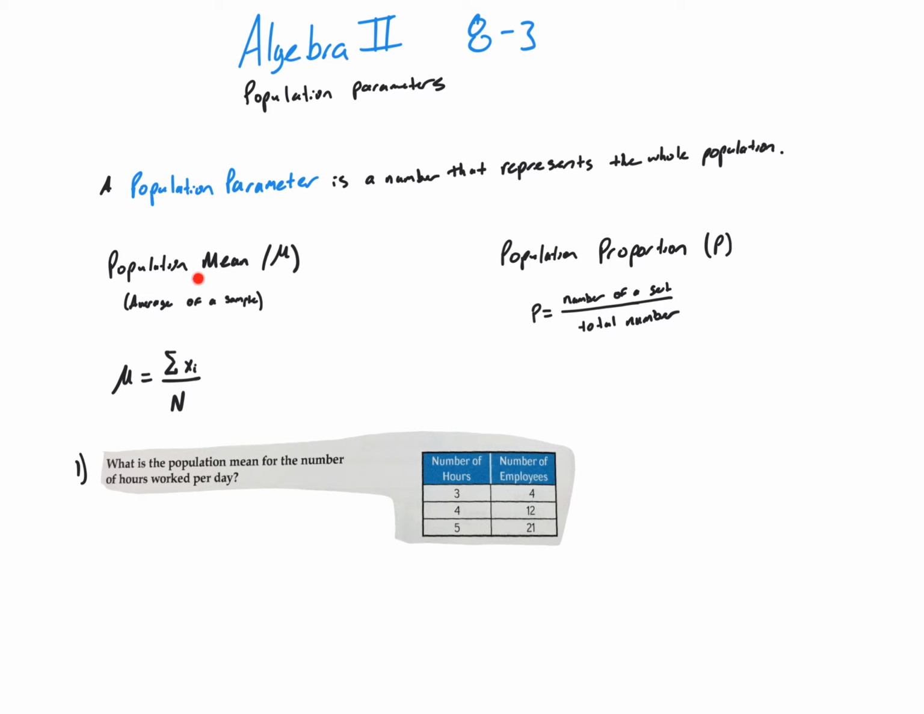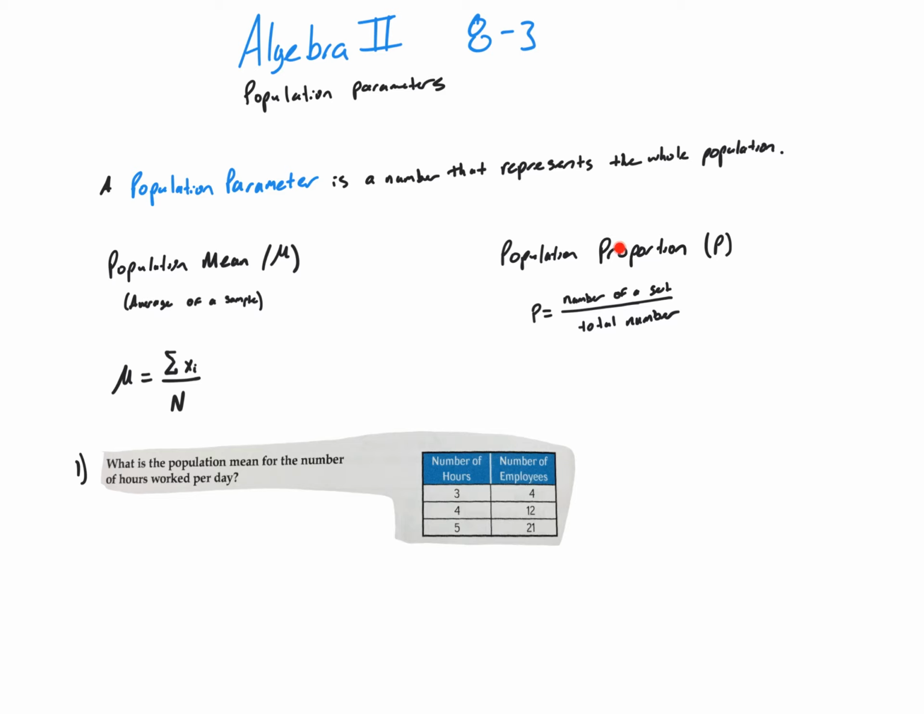The first one is the population mean, and we use the Greek letter mu to represent this. That's pretty much just the average of the sample. What you do is you just find the average. So you add up all of the x sub i's, and then you divide by the total number. That's what all that means. This means the sum of all the x sub i's, or all the different data pieces, and then this is the total number here.